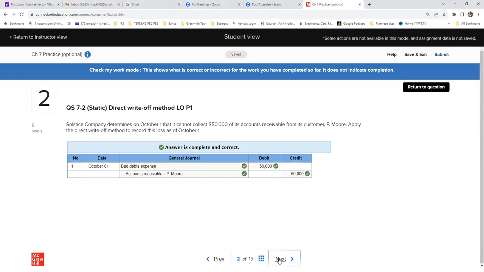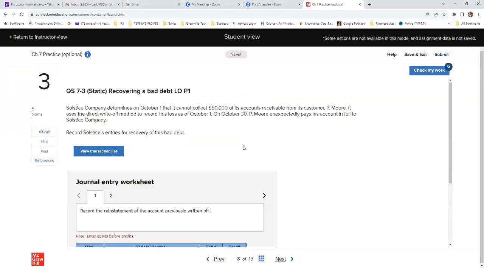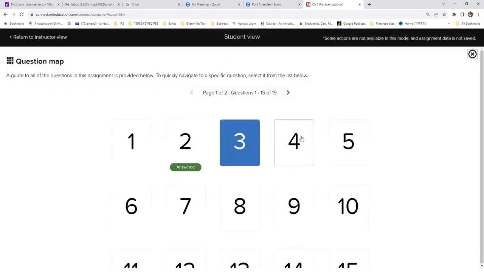Right. Next. Question number 3. Solstice determines October 1st. We just did this one. We go to number 4.